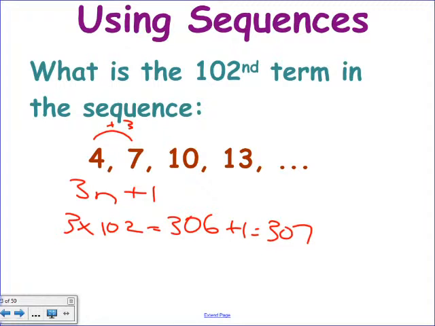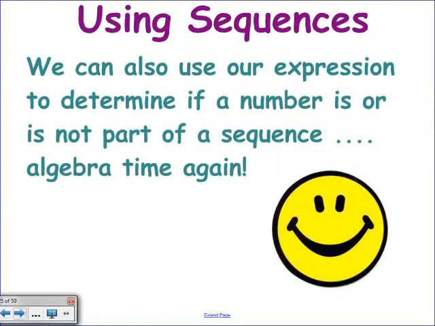So without having to write that out 100 times in 2 minutes flat, you've gone to the 102nd term and you've worked out that the value at that place is 307. Yeah? See how useful it is?